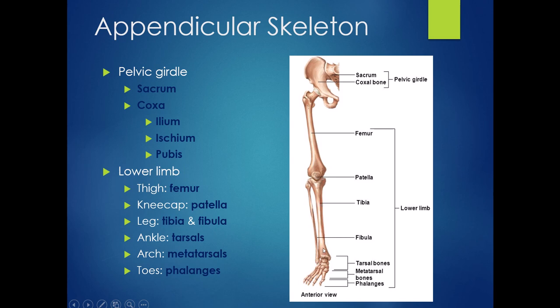And then down on the leg, we have the shin bone, which is the tibia, and then the non-weight-bearing fibula more laterally. The ankle bones are known as the tarsals. The metatarsals make up kind of the arch or the instep of your foot, and then similar to the hand, 14 phalanges out here for your toes. And those are the major bones of the body in both the axial and appendicular skeletons.